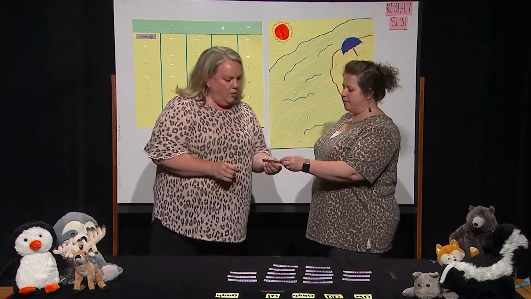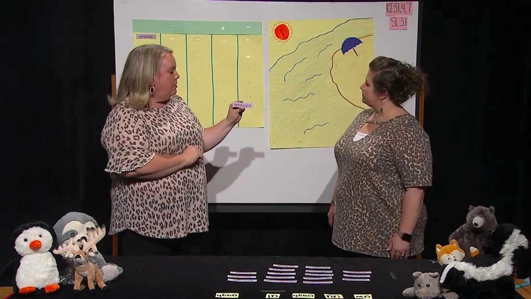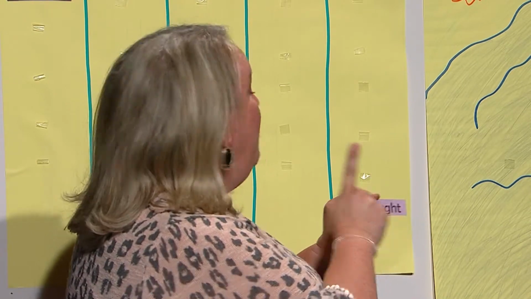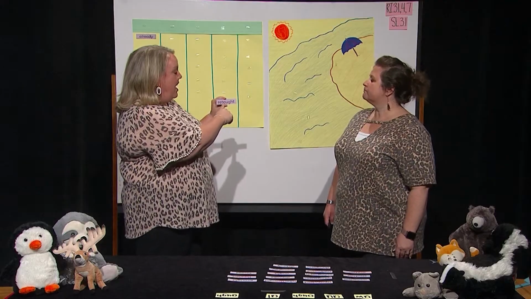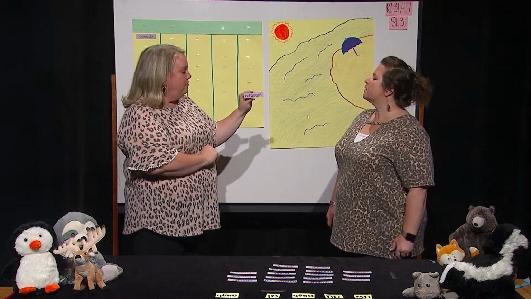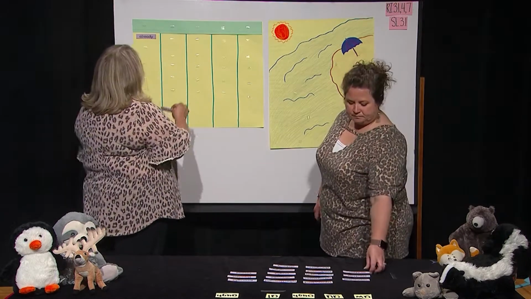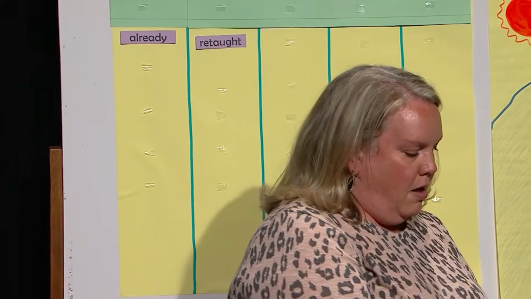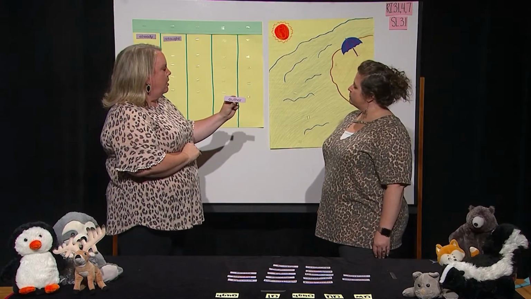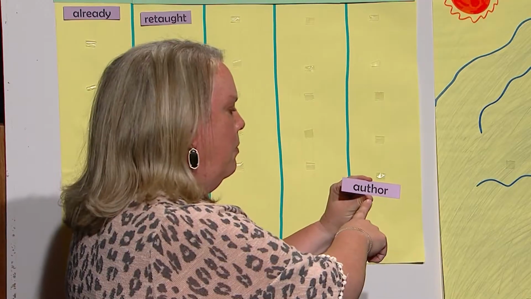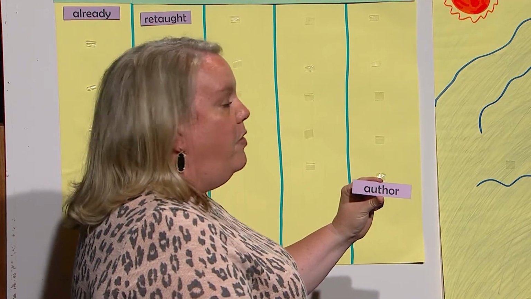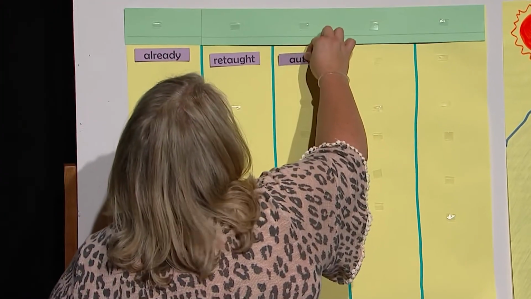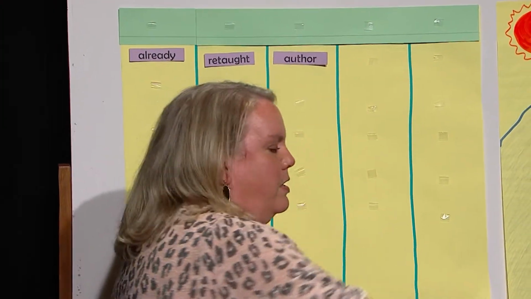All right, here's another one. Retaught. Still says aw, but not AL. That AUGH needs to go in a different category. So let's put it right here. Author. Oh, there's that AU, but there's no GH. That's tricky. It's got to be in a different category, right, by itself. Three categories so far.